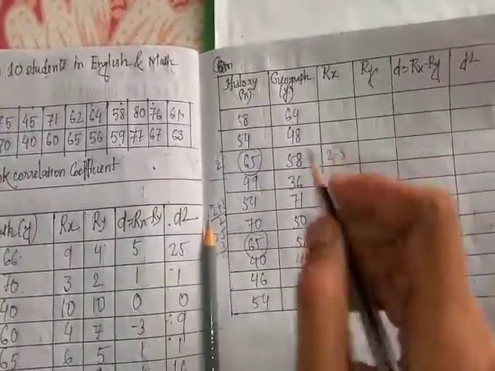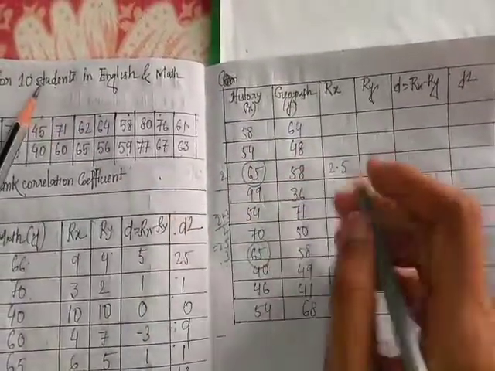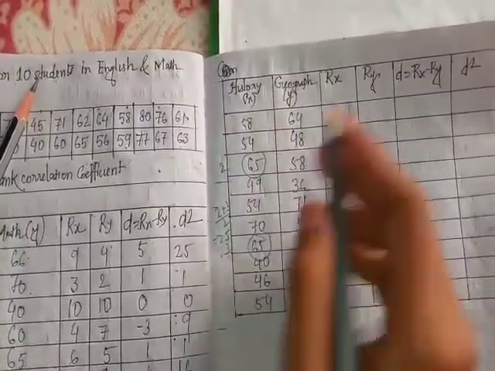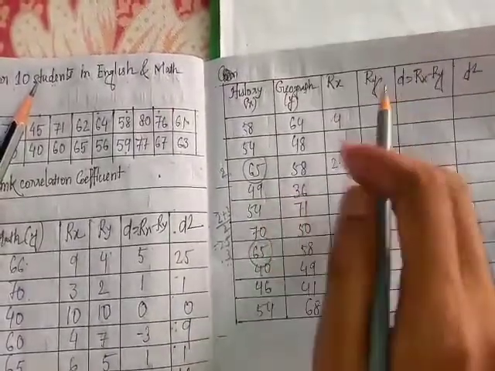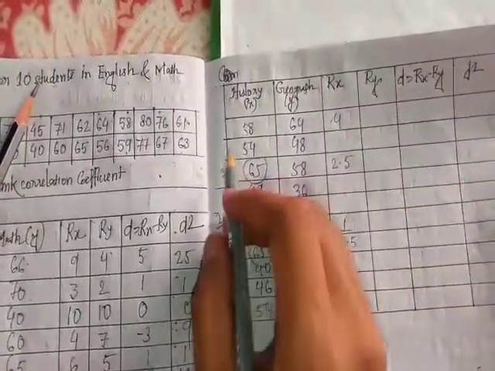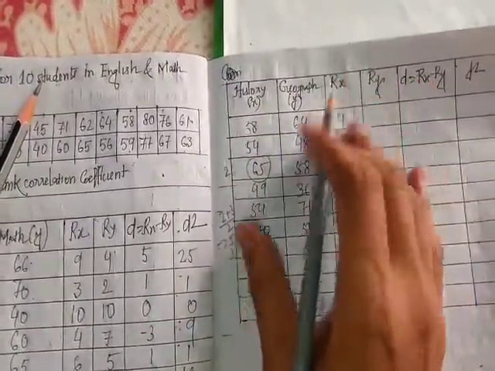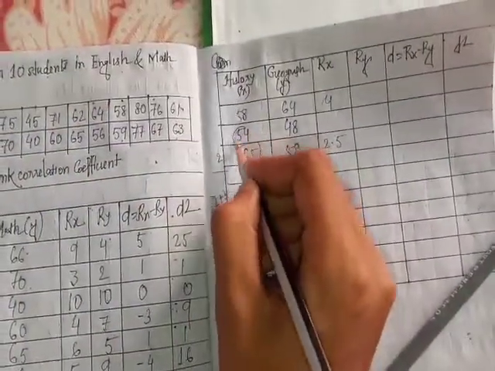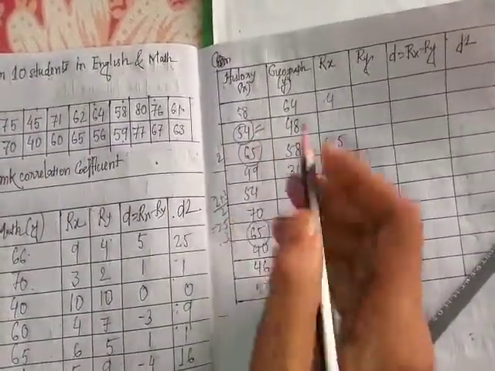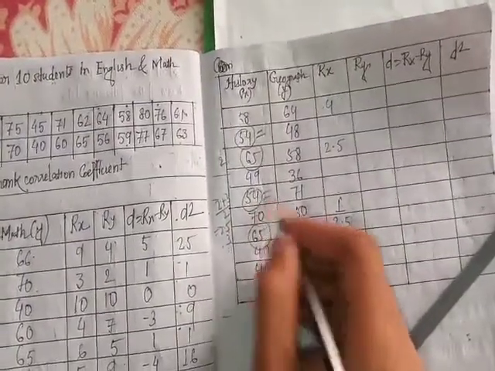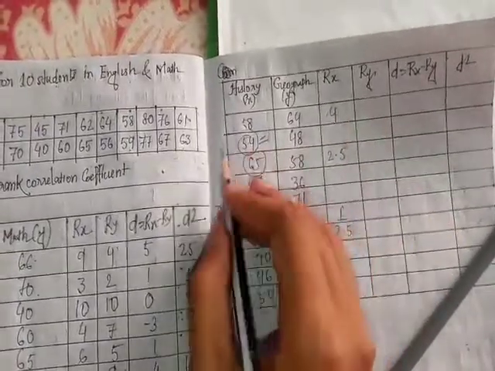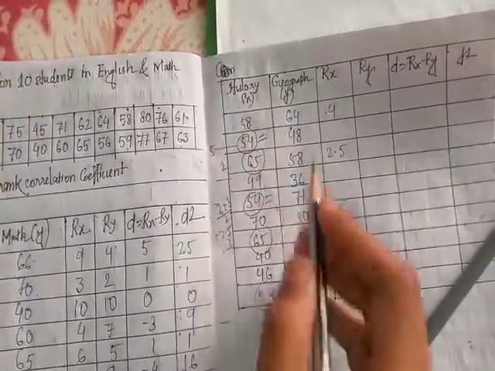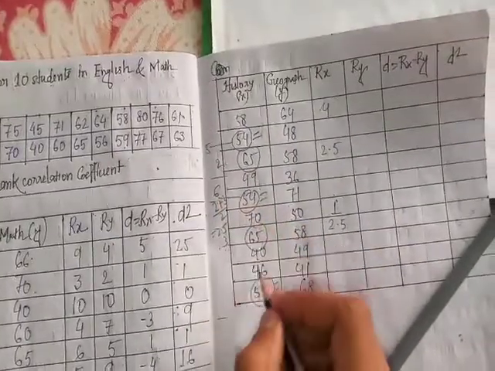Fourth rank: the fourth highest is 58. This is fourth. The fifth maximum number is 54, but 54 occurred 3 times. This is 54, this is 54, this is 54. So this is fifth rank, this is sixth rank, this is seventh rank.